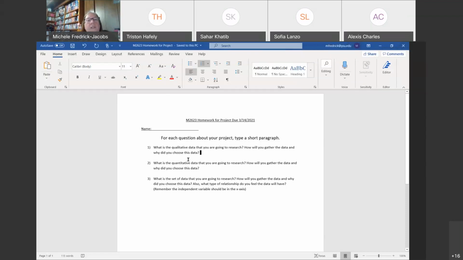What is the qualitative data you're going to research? How will you gather the data? And why did you choose it? One student last semester chose sharks because it was around Shark Week. And so she would have put types of shark.